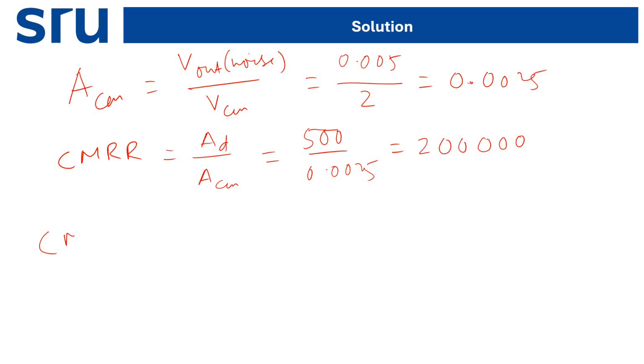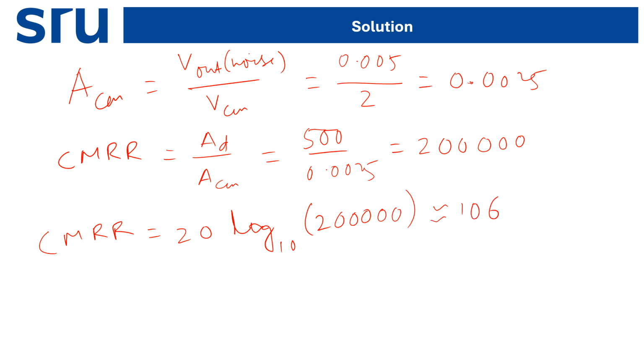Of course, this is also the CMRR value, but we have to calculate the CMRR in decibel. So how will we do that? It will be 20 log of this value, which will give us a value nearly equal to 106 dB. Okay, so this is how we can find the CMRR of that amplifier. Okay, that's it. So let's see the next problem.